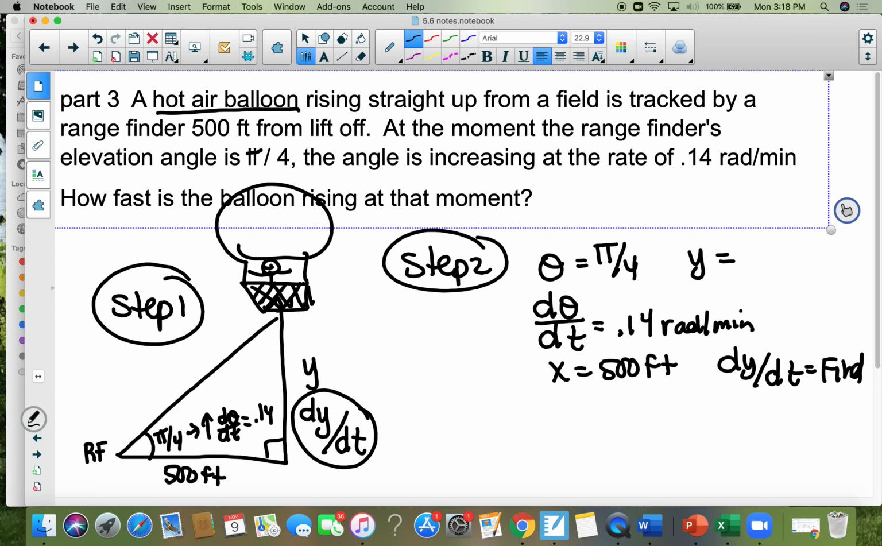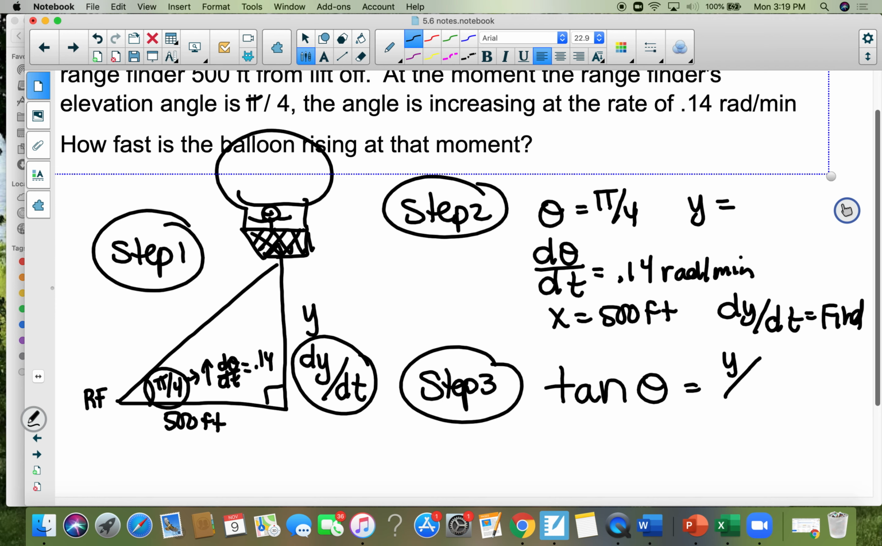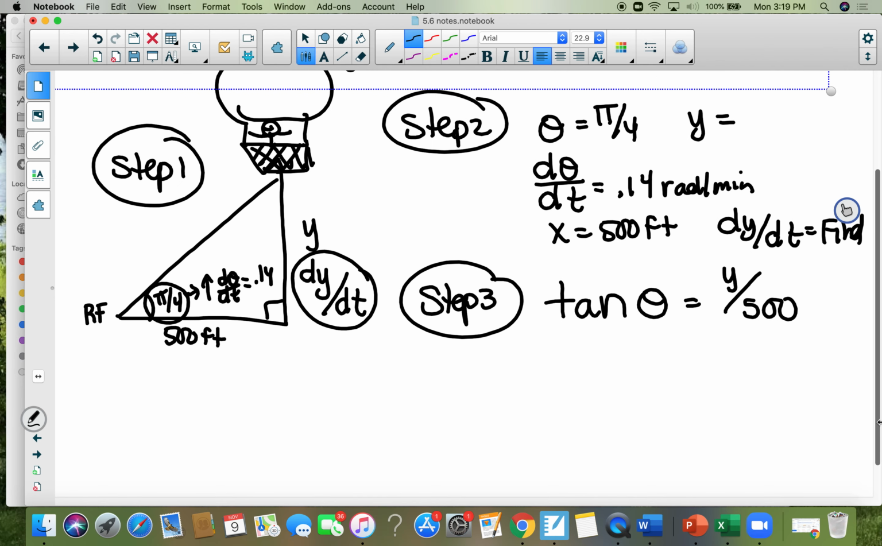So you have to think about what kind of formula you need to use, step number 3. I'm going to use the tangent of the angle at that instant. You can't put in pi over 4 because theta is constantly changing. You have to do the tangent of theta is opposite y over the adjacent, which is 500. Now that you have step 3 done, I'm going to get y alone. So 500 tangent of theta equals y.